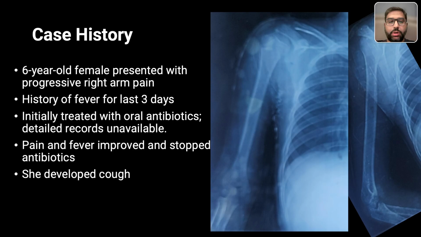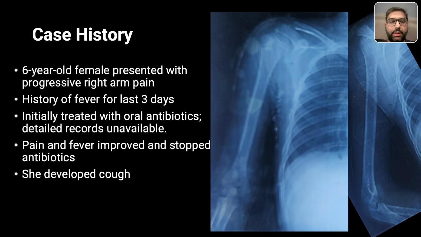So I will talk about a case of a 6-year-old girl who presented with progressive right arm pain to her GP initially, and she presented with a history of fever for the last 3 days. She was initially treated with oral antibiotics, and as is very common, once the fever subsided, the pain subsided, so they just left the antibiotics. After stopping the antibiotics, the pain and fever returned, and then she developed a cough.